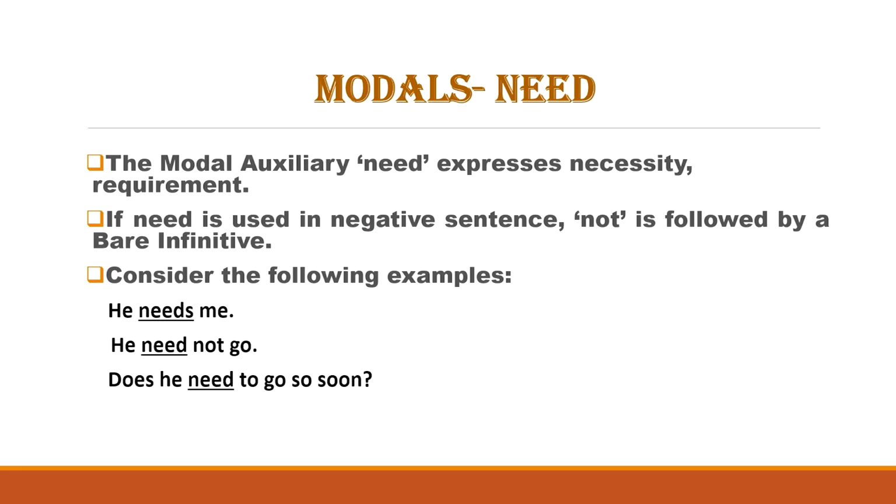Now, moving on, next is need. The modal auxiliary need expresses necessity, requirement. If need is used in a negative sentence, not is followed by a bare infinitive. For example, he needs me, he need not go. Does he need to go so soon? Now, again note that just like dare, need can also be used as a main verb. For example, I need to help him.